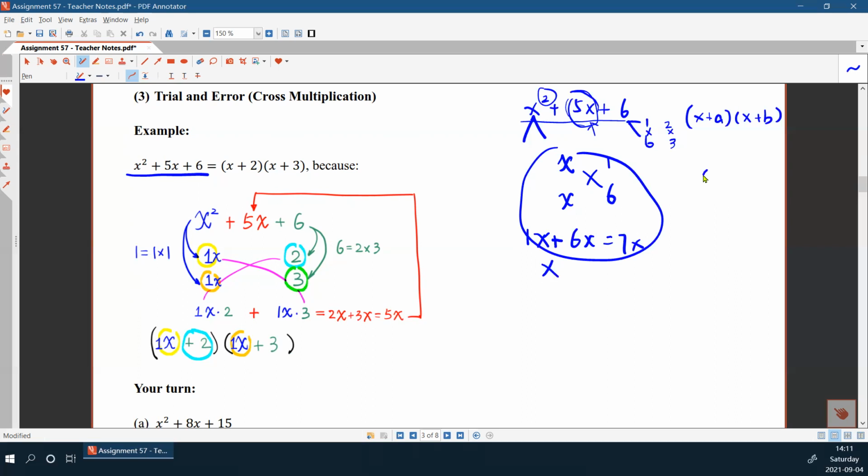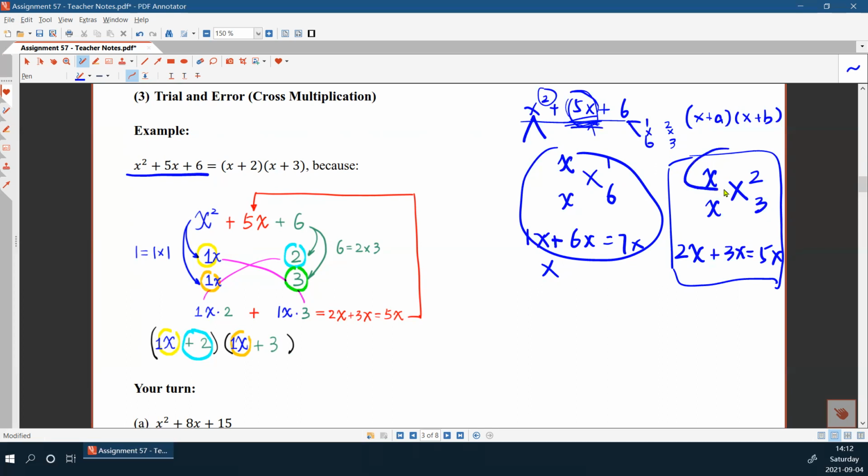Let's try the other way. First term factored into x and x, because x times x is x squared, right? And this time we factor 6 into 2 by 3. By cross multiplication, we can have 2x plus 3x, which is exactly 5x, the same as the term here, right? So this is a solution.